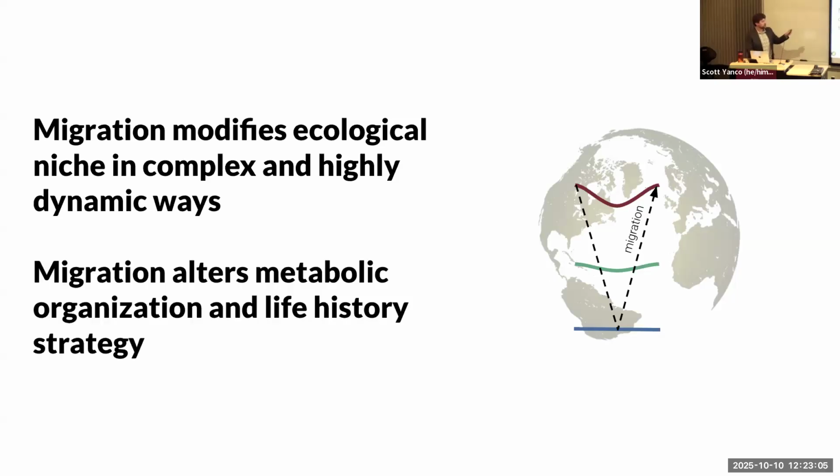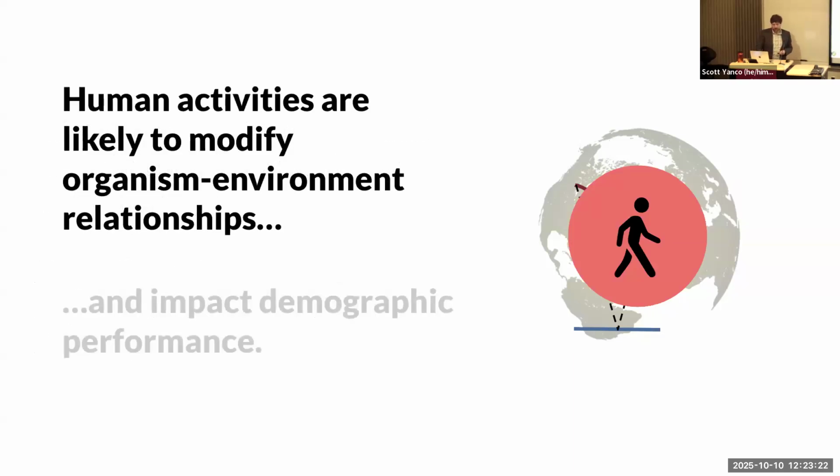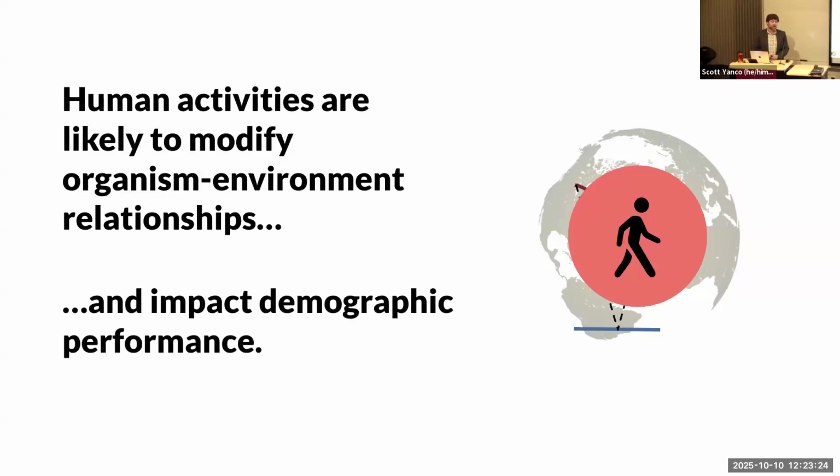And the movements, migration here, but it could be any other movements, the way these animals' behaviors are engaging with those is altering their metabolic organization, which is another way of saying it's altering their life history strategy, altering their orientation towards performance and fitness. Okay. I started the talk though by talking about all the humans we could see in the environment.